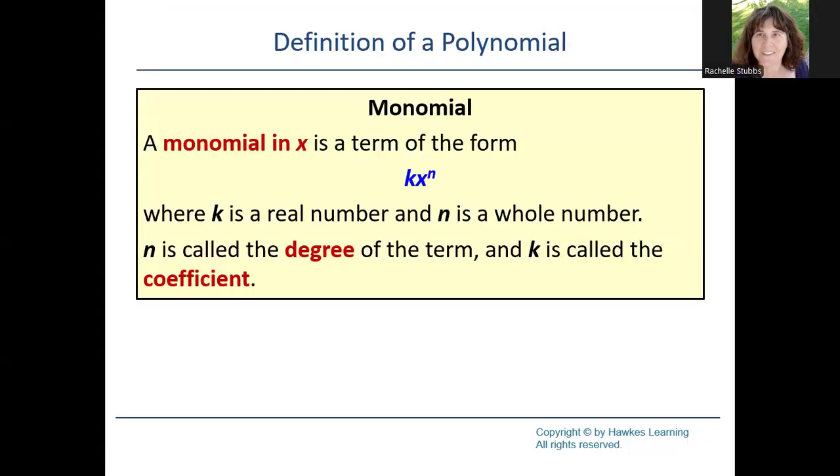So let's go. A monomial in x is a term of the form kx to the n, where k is a constant, the coefficient, x is the variable, and n is a whole number. Notice it says whole number. Notice that it's not an integer. In other words, in a polynomial, we cannot have negative exponents. It must be a whole number. Whole numbers are only zero and counting numbers, okay? n is also called the degree of the term, and k is called the coefficient.